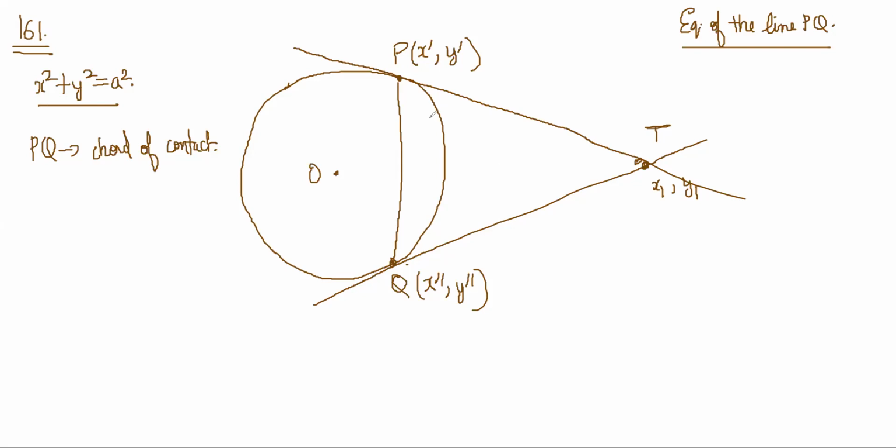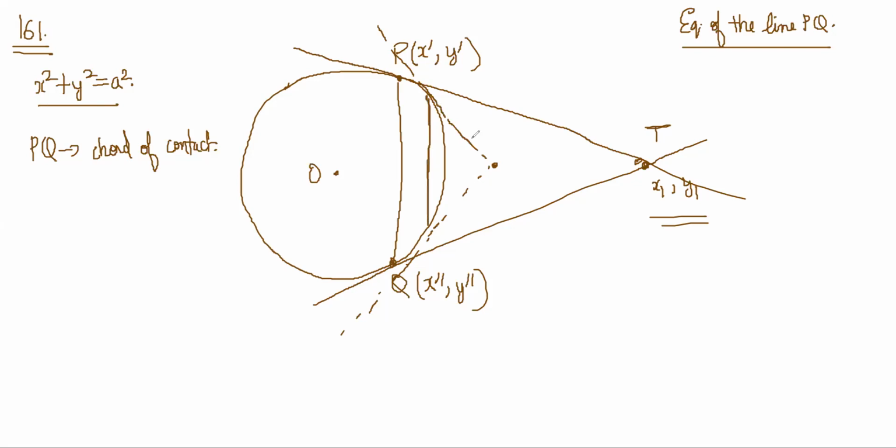But before that, you should realize one thing, that the chord of contact line depends on the position of T. If T was closer, your tangents would be looking different, like this. And notice that in that case, your chord of contact would be very different.